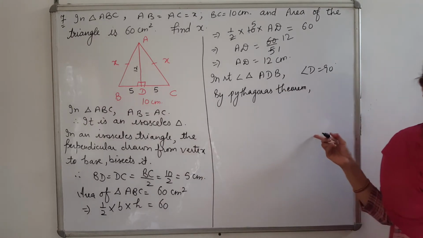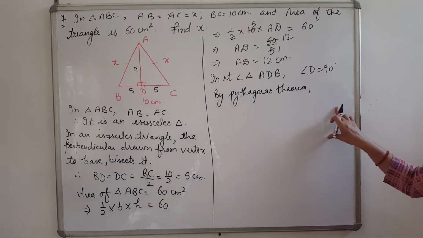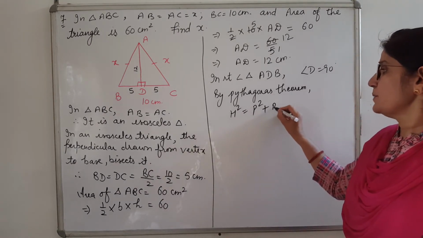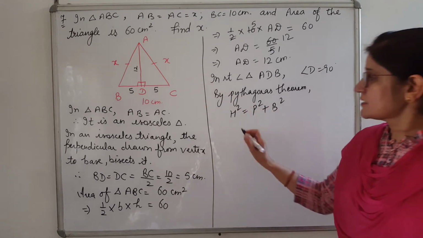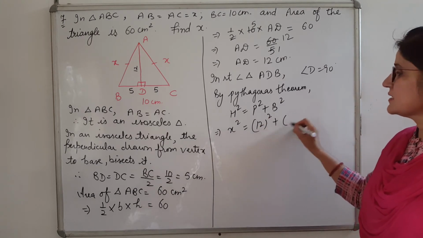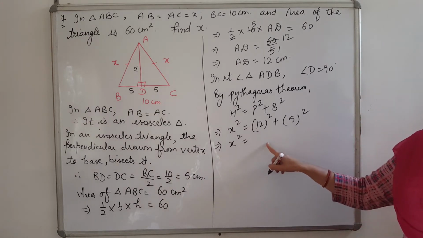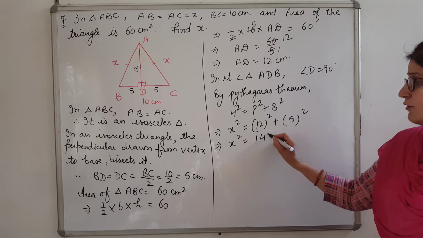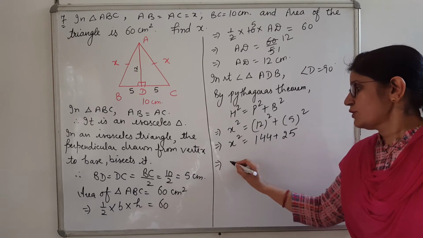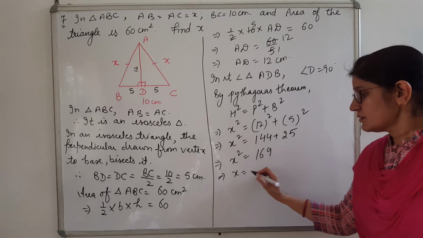I am not going to explain here again, but on paper you have to write the statement of Pythagoras theorem. X square is equal to P square plus B square. Now what is H? X. Perpendicular 12, base 5. X square equals, what is the square of 12? Yes, it is 144. Square of 5, 25. So you add it, what will you get? 169.